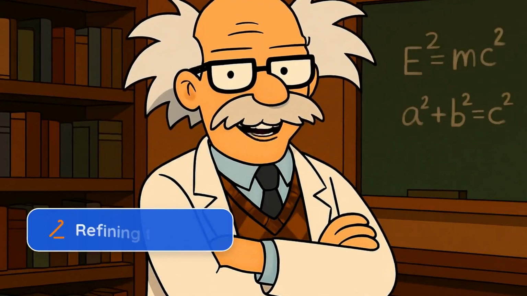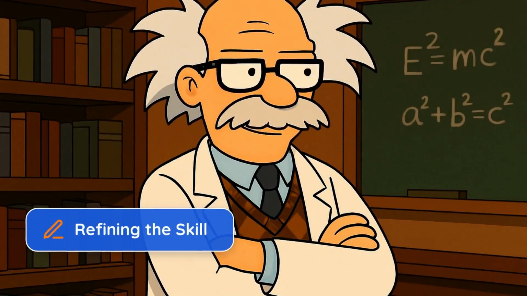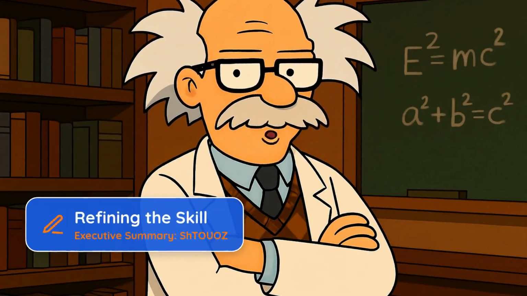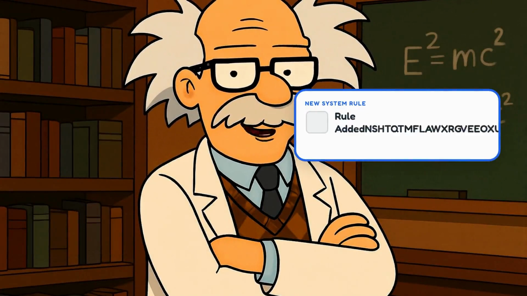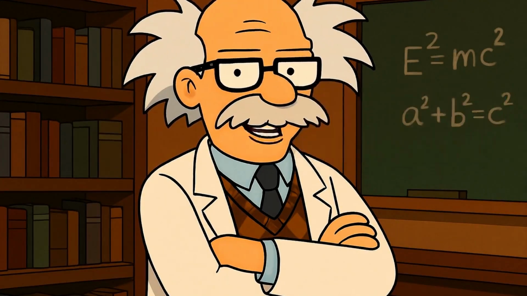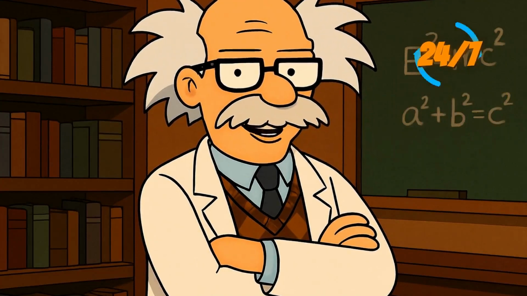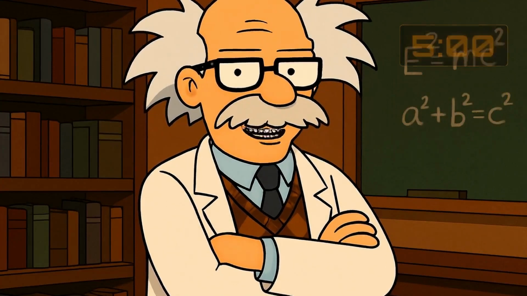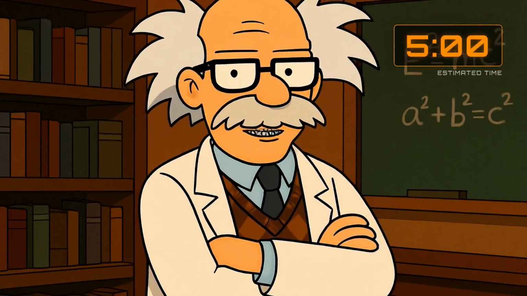And if I want to tighten it up, I just keep talking. I say, actually, make the executive summary shorter. And add a rule that it always includes competitor analysis. The AI updates the skill. Each follow-up makes it sharper, and you can have the agent working around the clock. That's one specialist built in about 5 minutes.